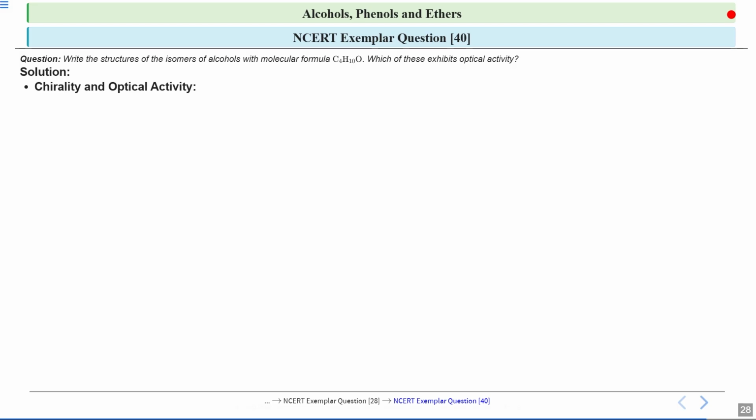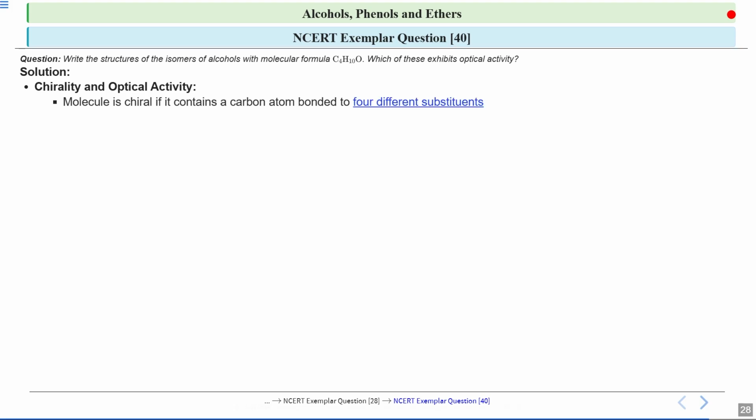So we will talk about in terms of chirality and optical activity. Chirality is a property of a molecule that makes it non-superimposable on its mirror image, much like your left and right hands are mirror images, but they are not identical. And this is crucial because chiral molecules can rotate the plane polarized light, and that property is known as optical activity. So optical activity is rotation of the plane polarized light, which is shown by the chiral molecules.